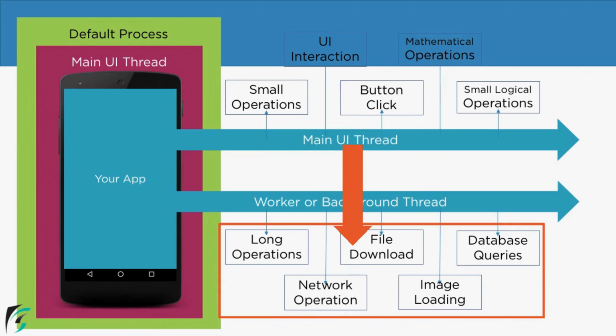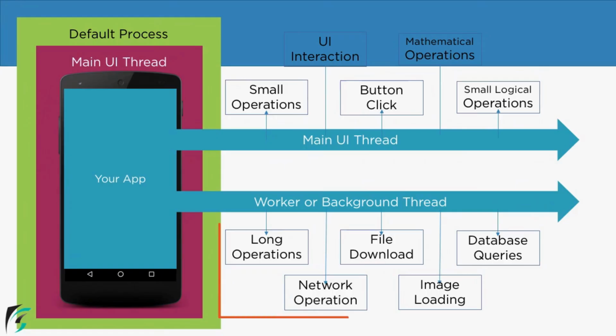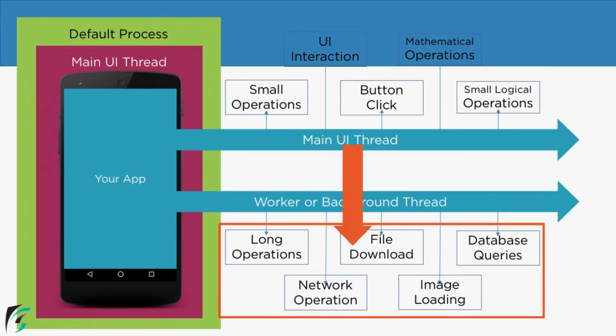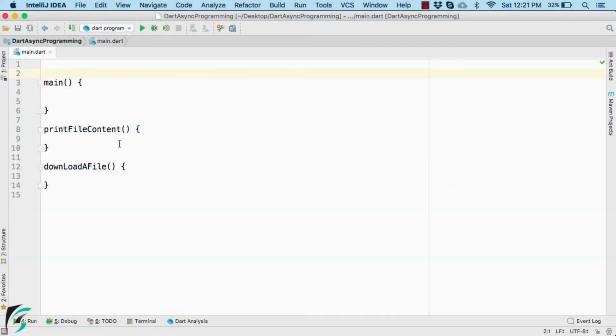Now the question arises, how to perform asynchronous programming in case of Flutter. So for that, in Flutter we have these APIs such as Future, Async and Await. Using these, you can actually perform these heavy operations in the main UI thread itself, but without blocking the UI, in a very tricky way. I will just show you a very simple example of how to use the Future, Await and Async keywords.